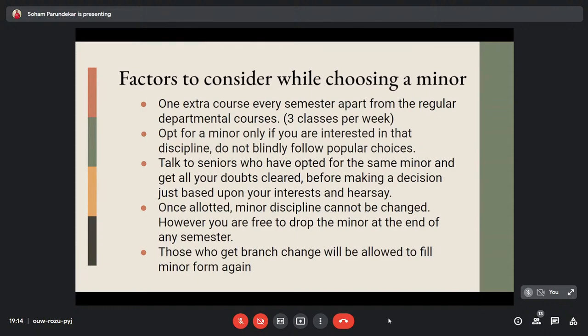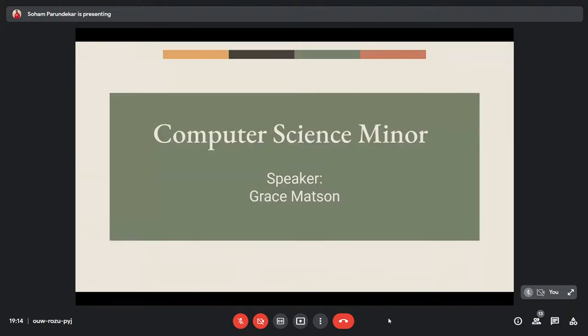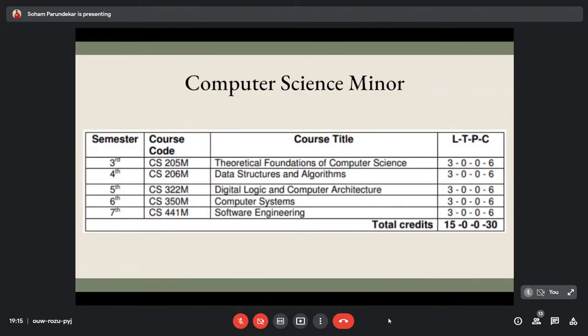So our first minor, which we'll be speaking about, is the computer science minor. And we have Grace Madsen with us. Grace, over to you. Yeah, am I audible? Yes, you are. Hey everyone, I'm Grace Madsen. I'm from the EC department and I have a CS minor and I'll be talking about it.